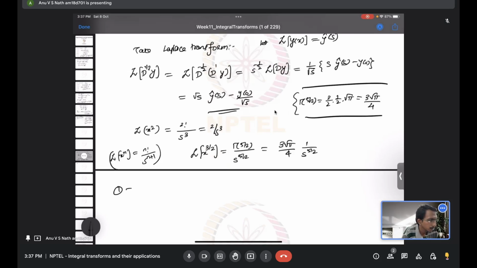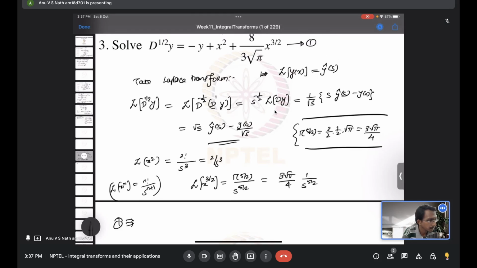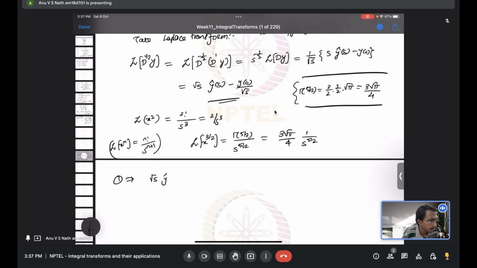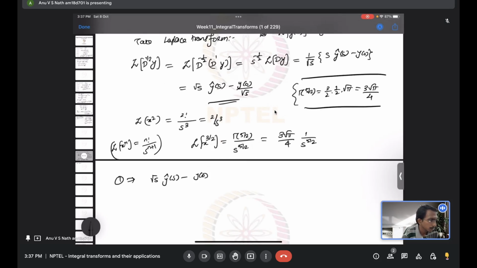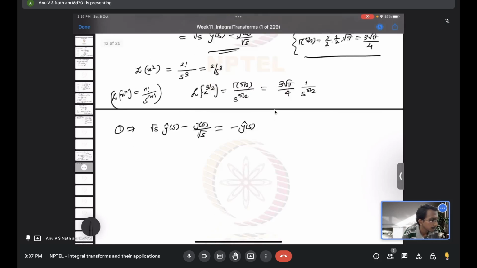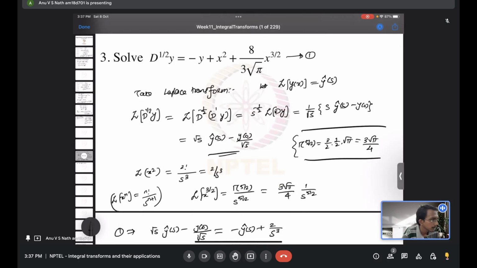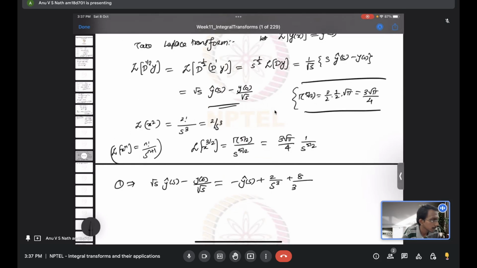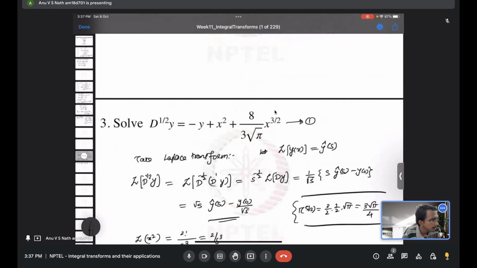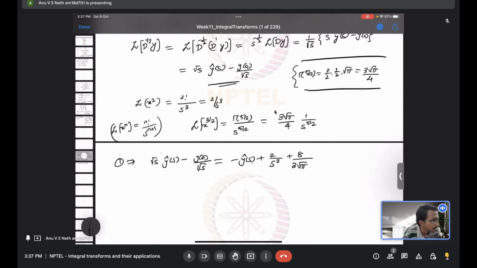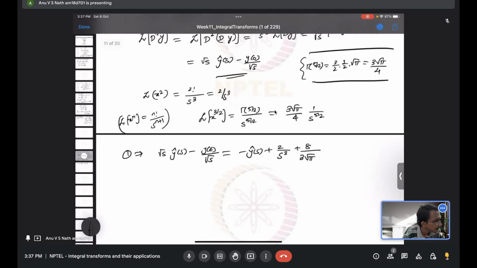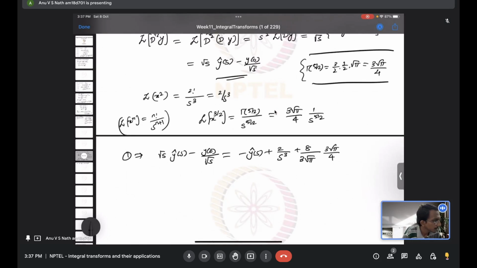Now from equation 1, if we substitute everything, the left side is root s times y cap of s minus y of 0 by square root of s. On the right hand side we have minus y cap of s, then for x square we get 2 by s cube. Then for the last term it is 8 by 3 root pi into 3 root pi by 4 times 1 by s raised to 5 by 2.